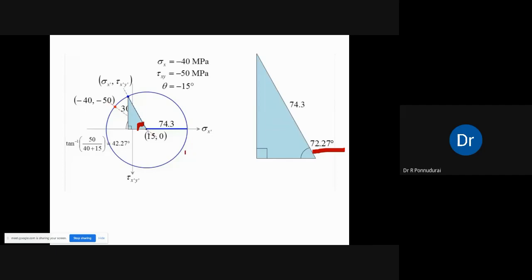Now this radius is already known to you. Radius of the circle, you know the formula, you can measure this. The radius is known to you, theta is known to you. You can find the cos theta, you can find the sine theta. So the cos component will give the horizontal component, the sine component will give the vertical component. So from that it is possible to identify how much is sigma x dash, and how much is tau x dash y dash. Is it okay?